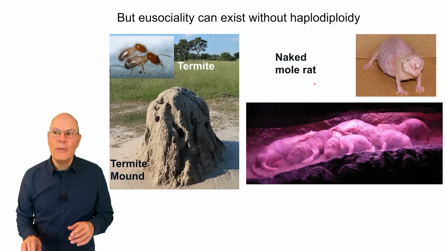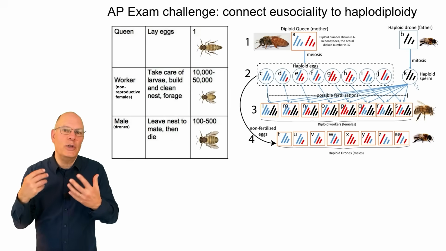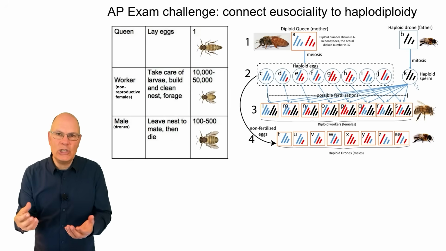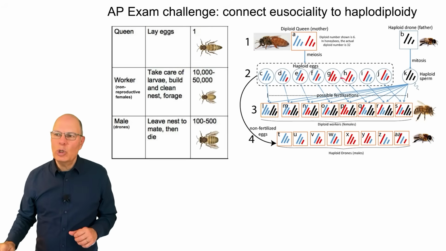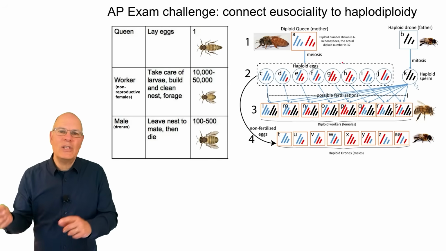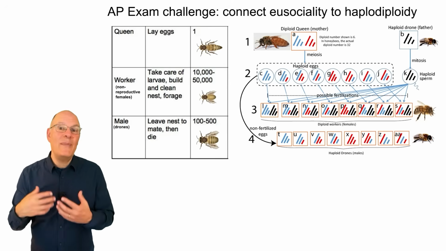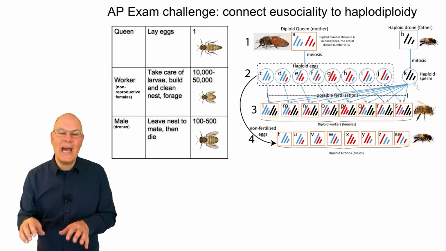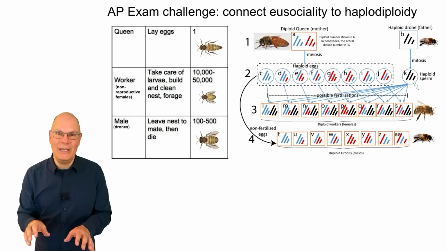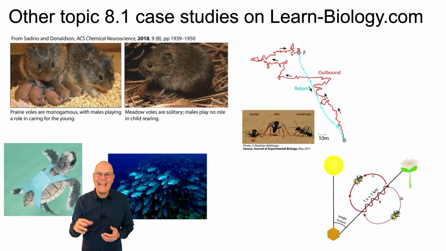And again, this is an important concept. It's important for you to know about as an AP biology student, but the most important thing for you to be able to do is to look at a diagram like this and use that as the basis for formulating a claim with some evidence and some reasoning about the connection between eusociality and haplodiploidy. Topic 8.1 is full of fascinating case studies.